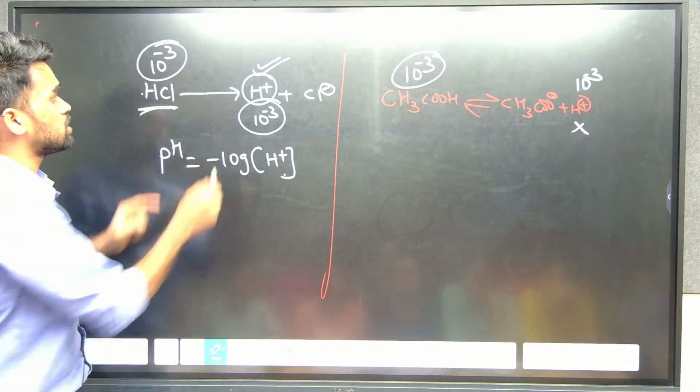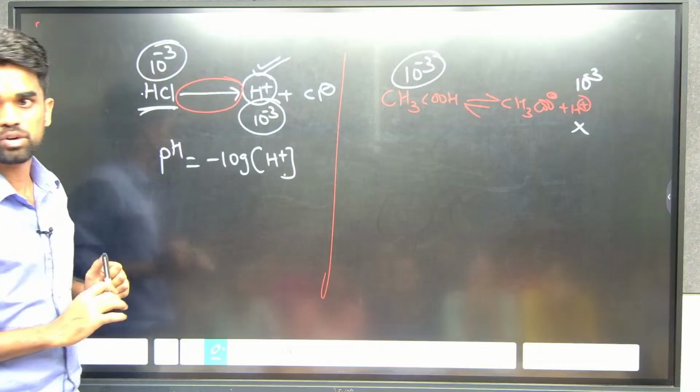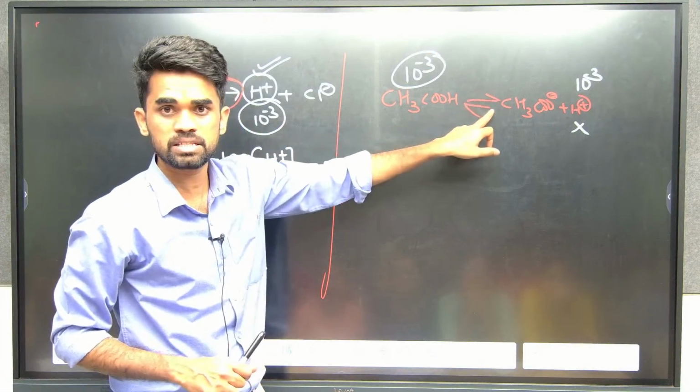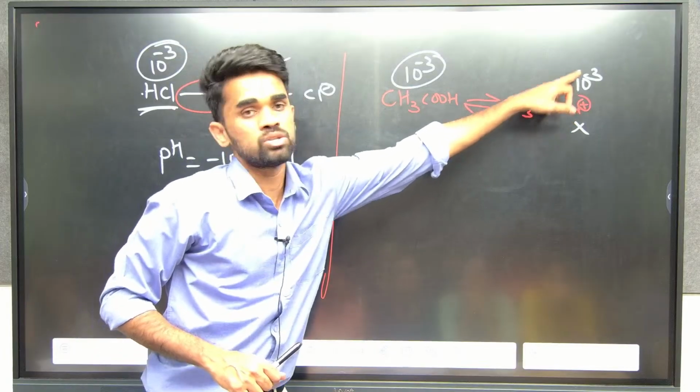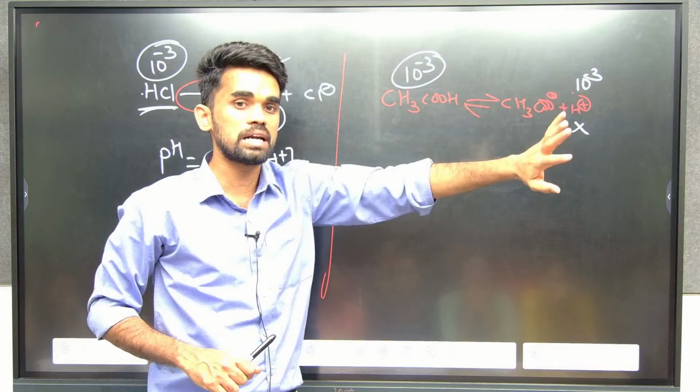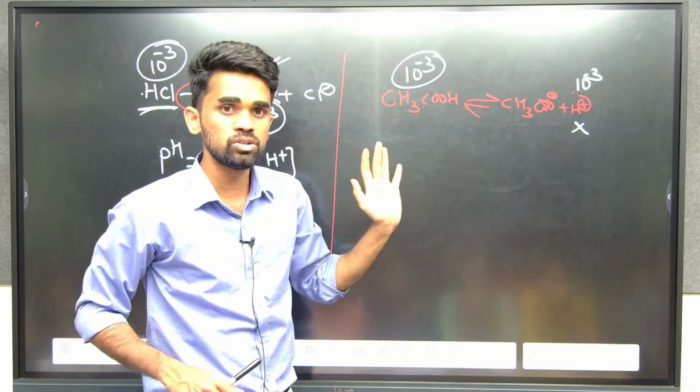When there is 100% dissociation, you should indicate this arrow mark, a full-head arrow. But if it is partial dissociation like this, it is not equal to the H plus ion concentration. So in this case, what to do? How can we calculate pH? This is a thing we need to study here.